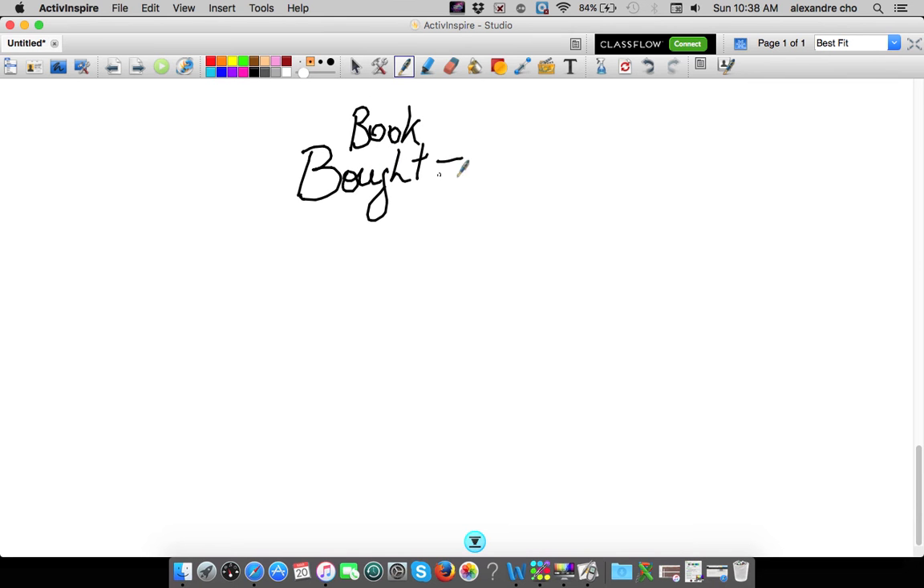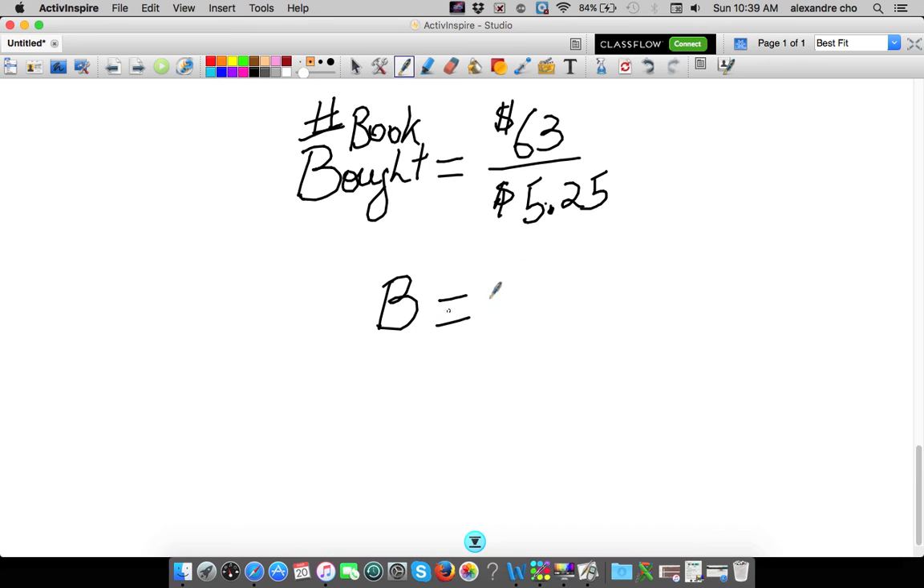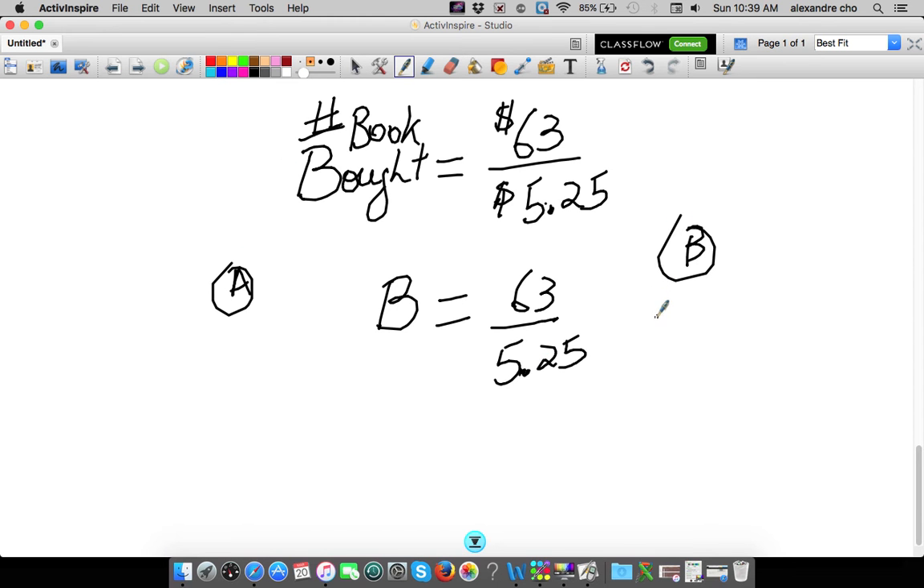Number of books bought will be what? How would I represent that in an equation? So here's an equation. Number of books bought is going to be what she spent, Miss Miller, $63, divided by the price of each book. That's my equation right here. So instead of books bought, let's just write B. B, the number of books bought, will be 63 divided by 5.25. Okay, that's part A.